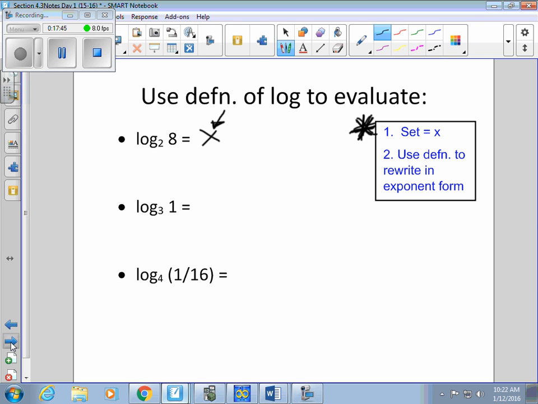And then it tells you, hey, use your definition to rewrite it in exponent form. So now I set it equal to x, and now I've got my base of 2. This x becomes my power, equals 8. 2 to the what power gets us to 8? We got 3. So here x is 3, which means that this entire value right here is equal to 3.